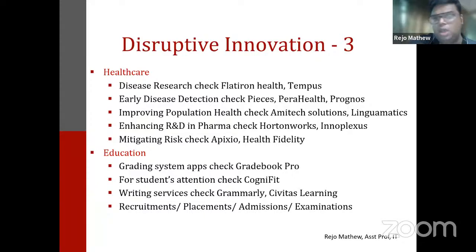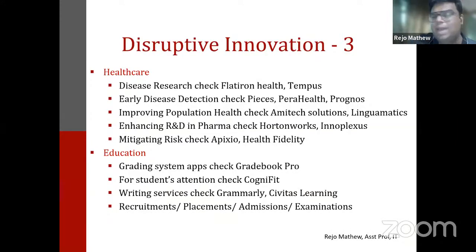Then of course, improving population health. There are certain agencies working to improve population health. For example, a particular population has a certain kind of genetic disease, so they are trying to see if we are able to overcome that disease. Can you make some changes in your food habits or different habits? These kinds of things are done by companies like Amitech Solutions and others.